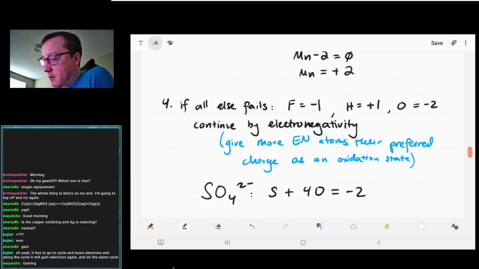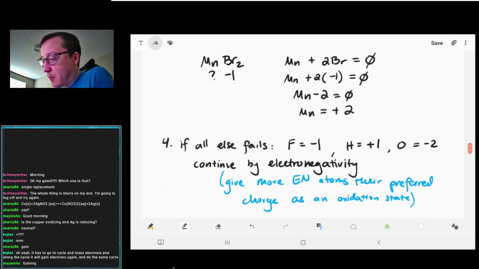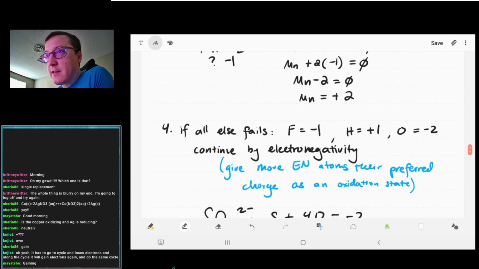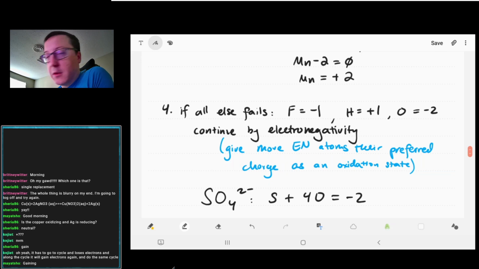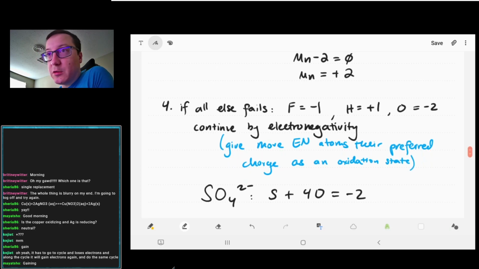All right, and so we've gone through our third rule. Now let's look at the fourth one. It's telling us fluorine is going to be -1. We do not have any fluorines. Hydrogen is +1. We don't have any hydrogens. Oxygen is -2. All right, that's great. And we would continue if we had more elements by their electronegativity.